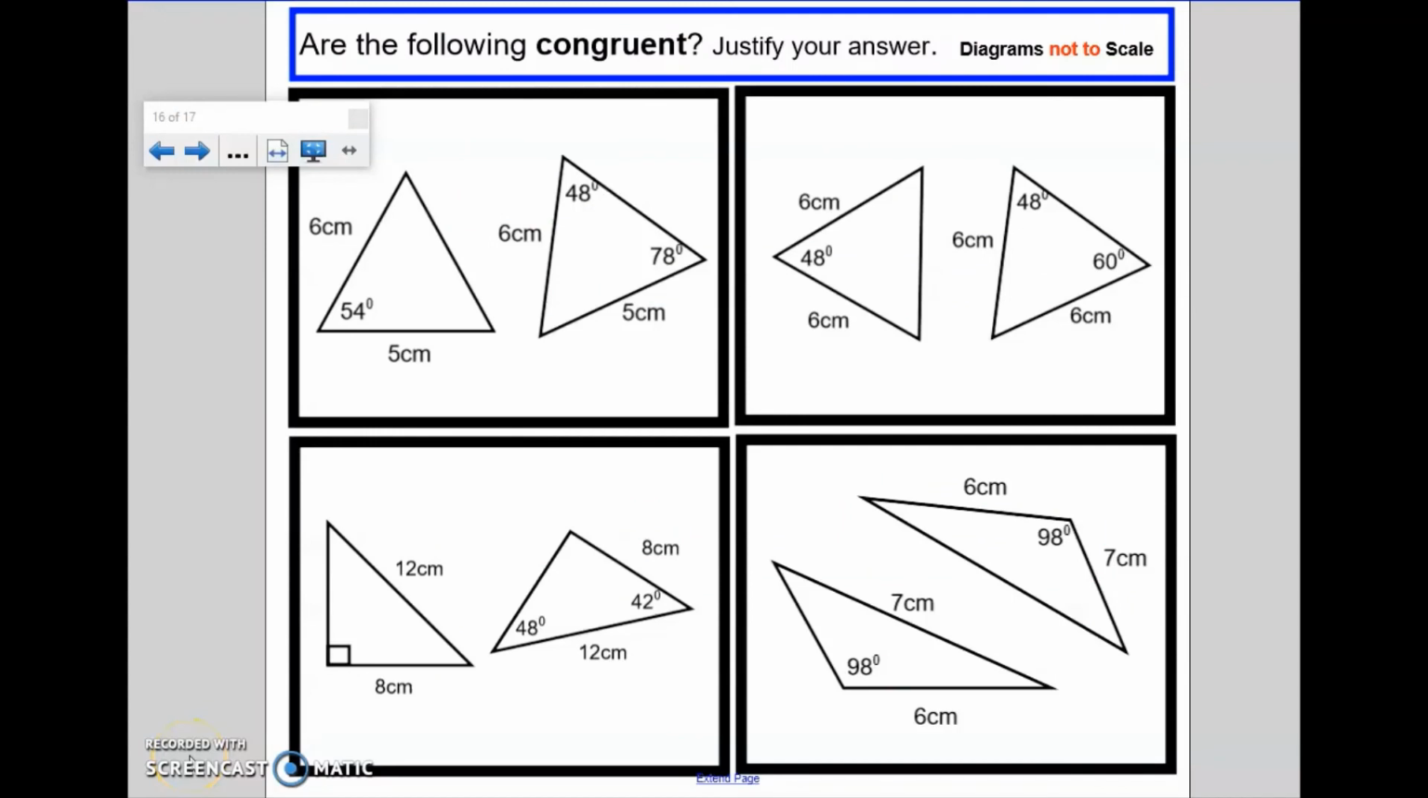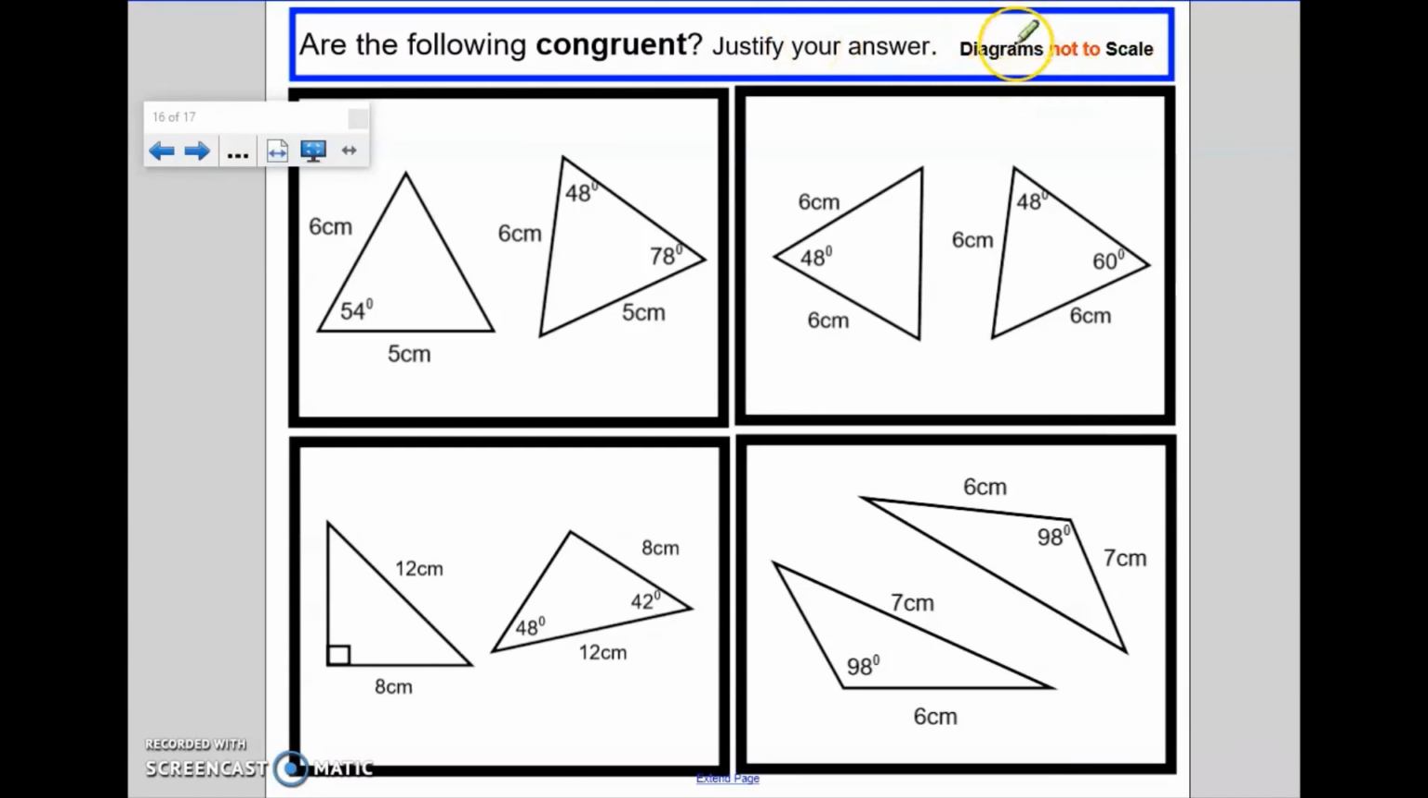And here's the last questions for you to have a go at. For each question, I'd like you to state whether the triangles are congruent or not. Of course, you need to justify your answer using one of the 4 proofs from today's lesson. If you are stating that the triangles are not congruent, you need to explain why they are not congruent.